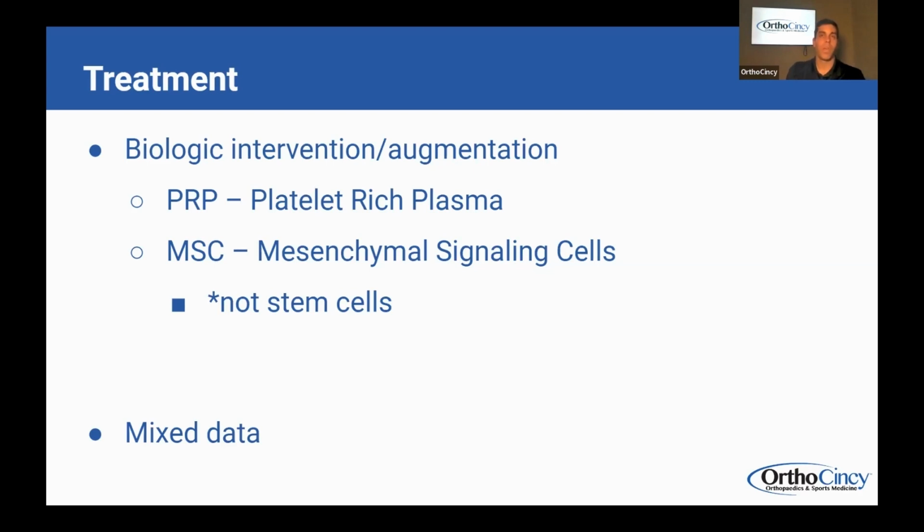Oftentimes I'll get asked about stem cells as well. Now, I'll tell you, and this is a separate talk that I'll have to do sometime, but basically when you're talking about stem cells and the things that we're using now, what we call stem cells, really a better term is mesenchymal signaling cells. And the reason being is because they don't really have the capacity to change as much as a real stem cell would, but it is something that can be very useful to help with arthritis symptoms.